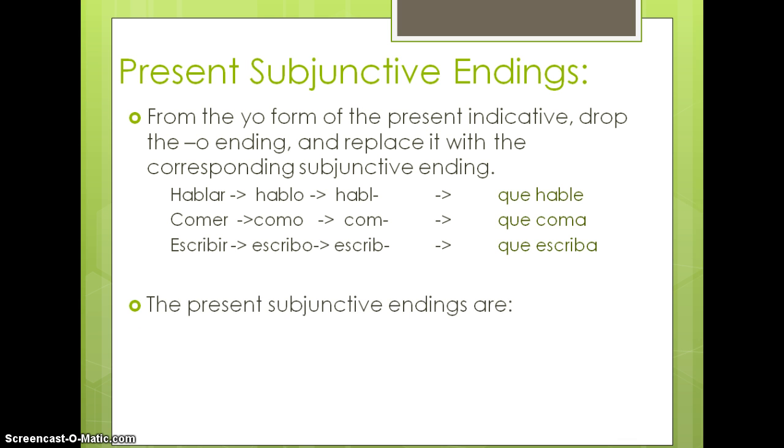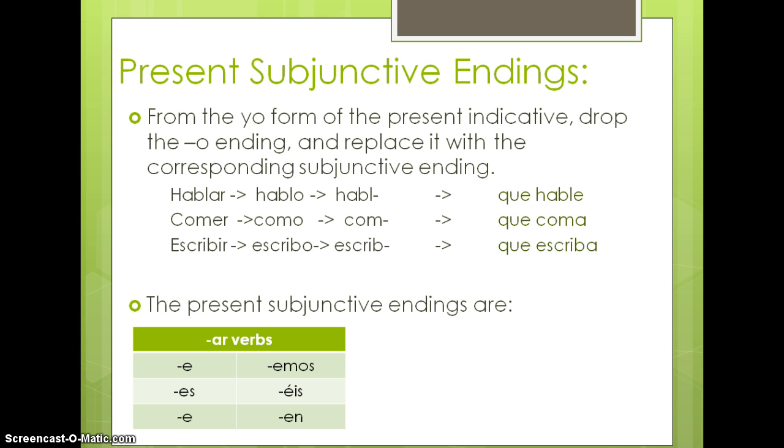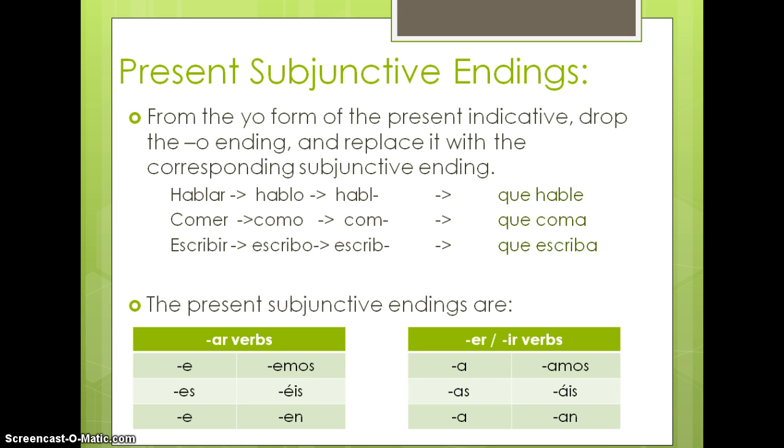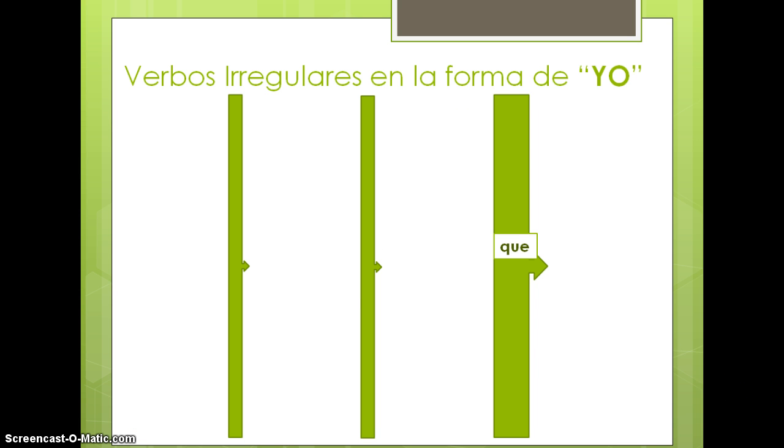So what are the present subjunctive endings? These are the present subjunctive endings for our AR verbs, and these are the present subjunctive endings for our ER and IR verbs. We do need to look at verbs that are irregular in the yo form. You have a list on your sheets, so please take the time to pause as needed and notice that the irregular yo forms will have that same irregularity in the present subjunctive.